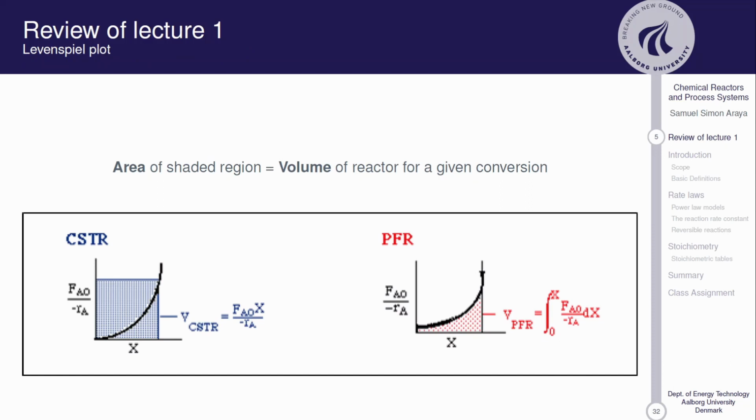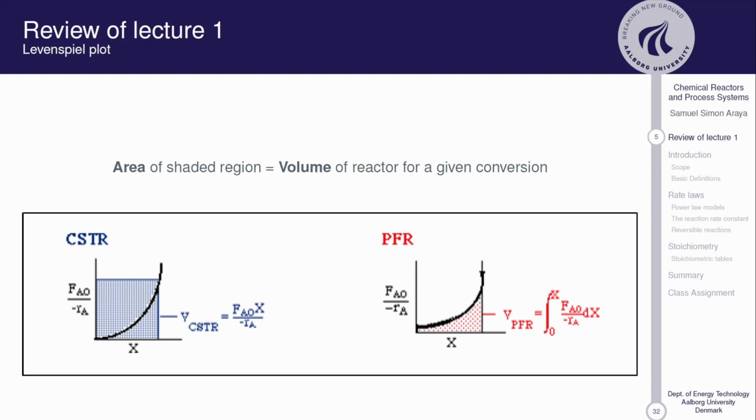Then we had a tool, the Levenspiel plot, which we used to design the volume of a reactor given a conversion, specifically for flow reactors, so for CSTR and PFR. We explained why CSTR required a bigger volume for the same conversion than a PFR. In the Levenspiel plot, the area is a rectangle in the case of CSTR, and the shaded area here, which is the integral, so the area under the curve in the case of PFR, gives the volumes that we use for designing reactors.